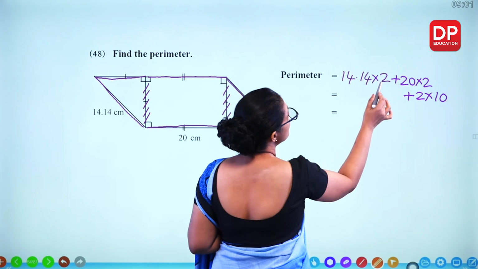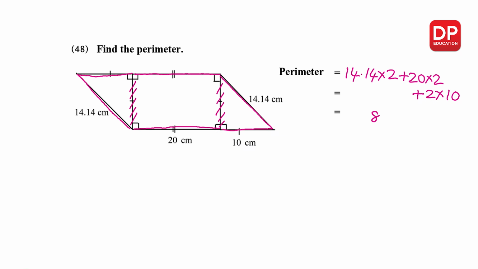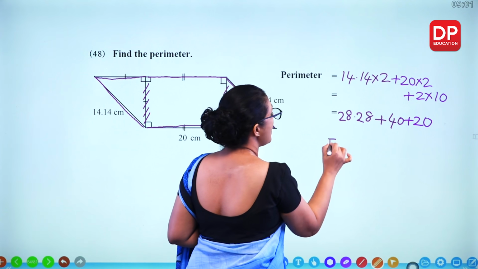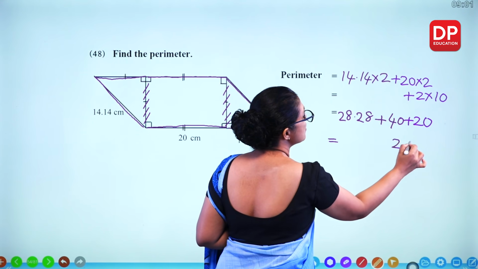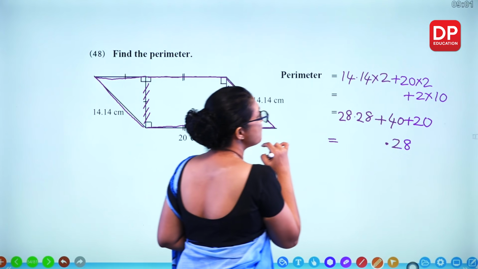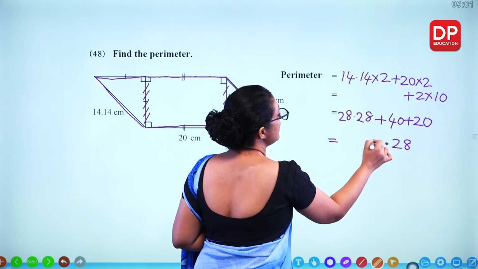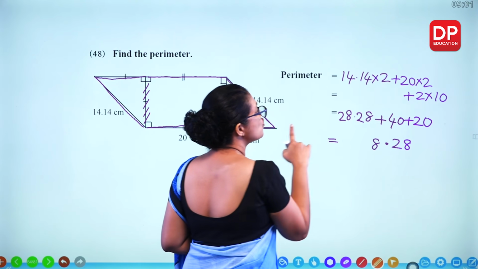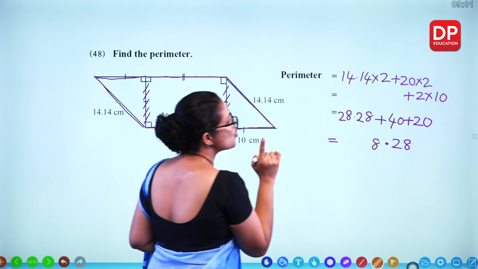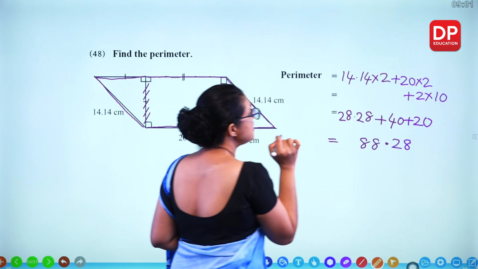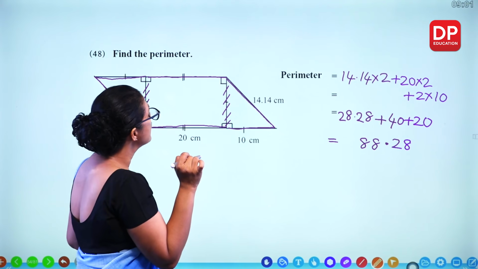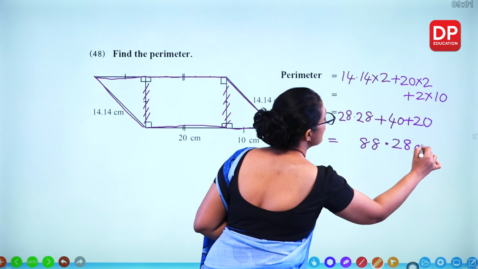Now multiply. 2 times 4, 8. 2 times 1, 2. Again 8 and 2. 20 times 2, 40. 2 times 10, 20. So when you add it together, you get 0.28 there. And 8, 4 plus 2, 6. 6 plus 2, 8. So 88.28 centimeters.